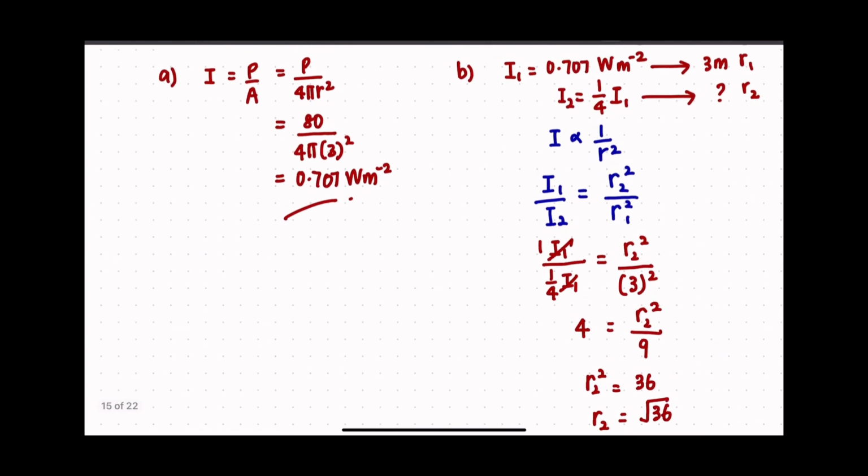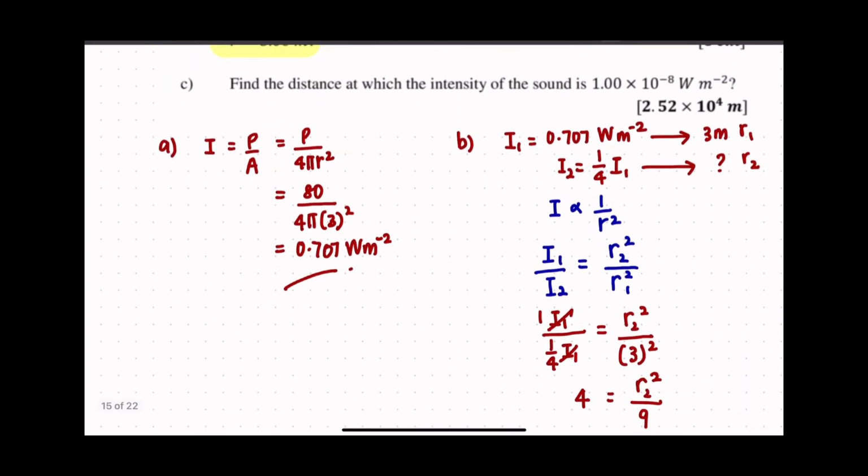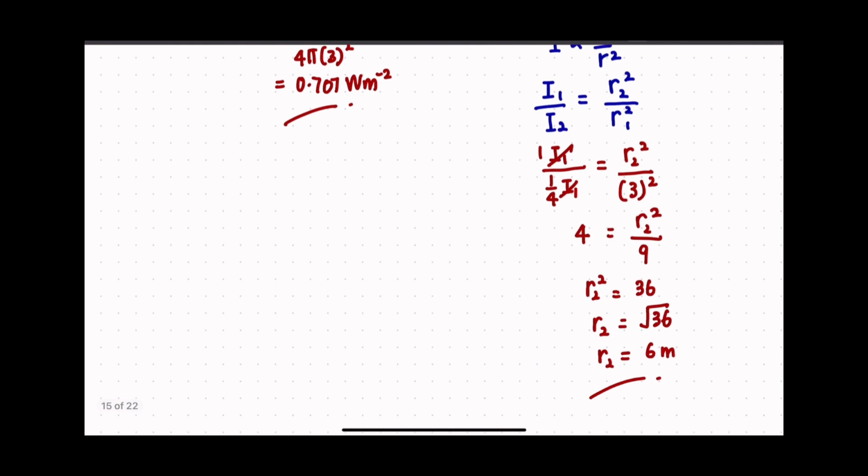Okay, like that. Alright, so next it says find the distance at which the intensity of sound is 1 times 10 to the power of negative 8 watt per meter squared. So where is the distance? It means we need to find the value of r.